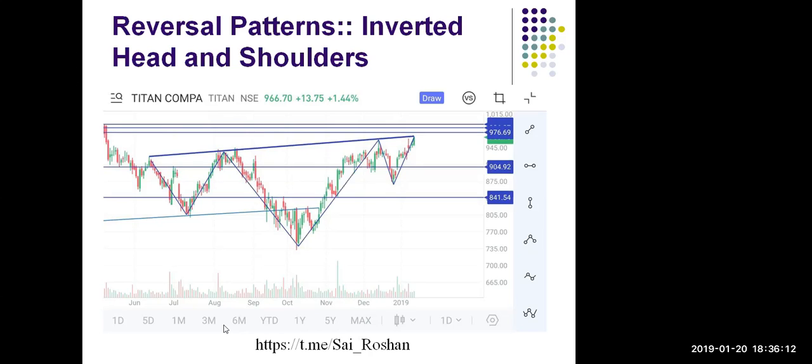So once again, it's a reversal pattern. So you can see that it's a bearish market, it is falling down. And then you can see the left shoulder formation, you can see the head formation, you can see the right shoulder formation.